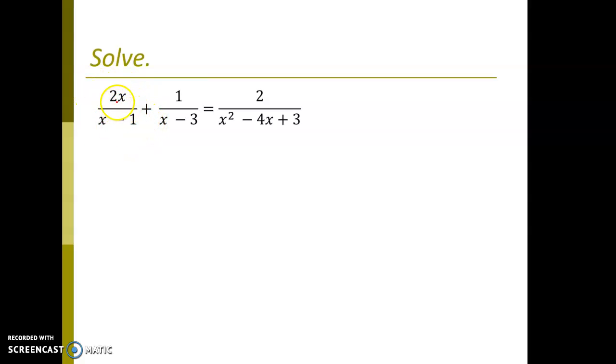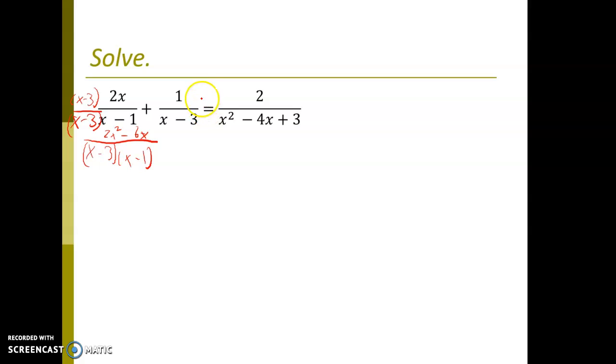So let's start here. We got 2x over x minus 1 plus 1 over x minus 3. In order to get a common denominator on x minus 1 with x minus 3, we would basically have to multiply this by x minus 3 over x minus 3. Because again, the bottom part here would give us x minus 3 times x minus 1. And then the top there would give us 2x squared minus 6x, excuse me.